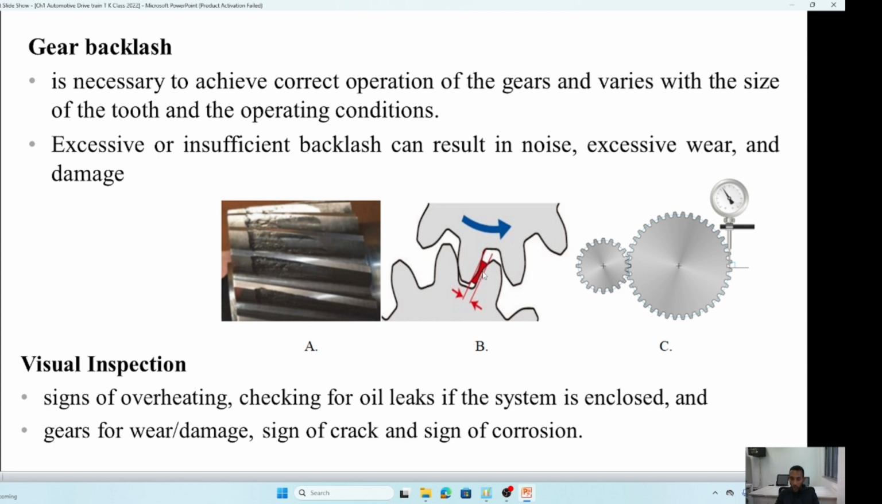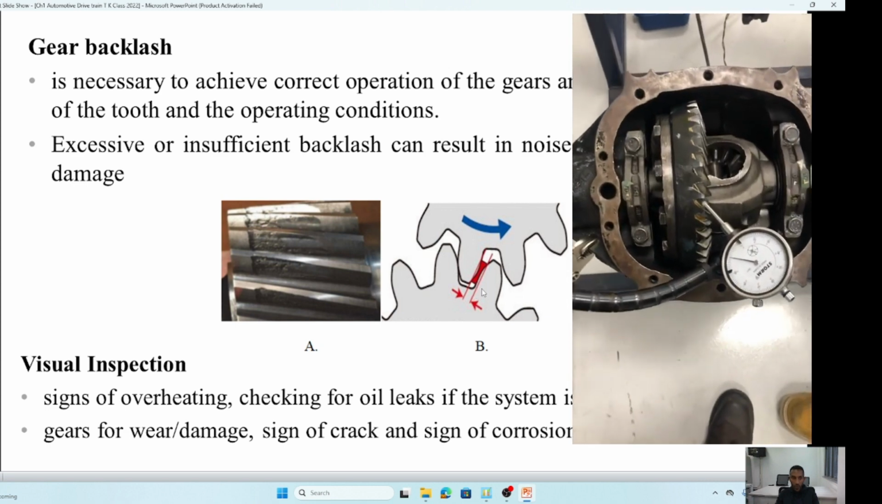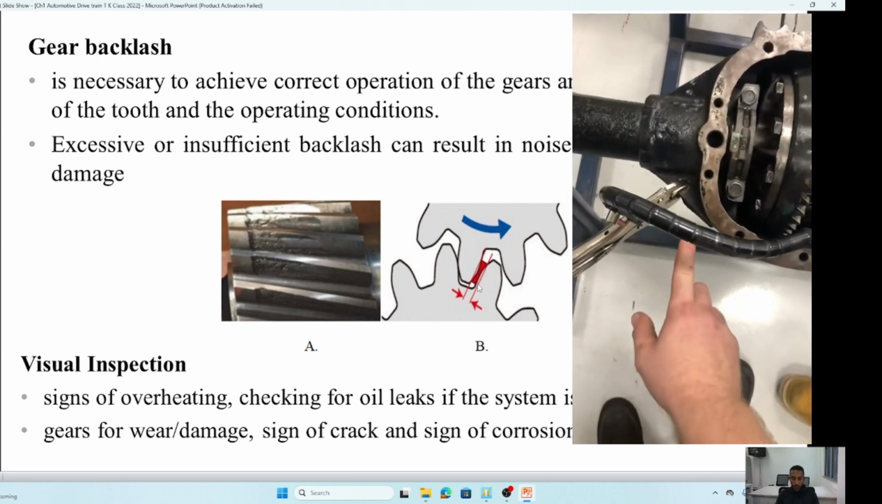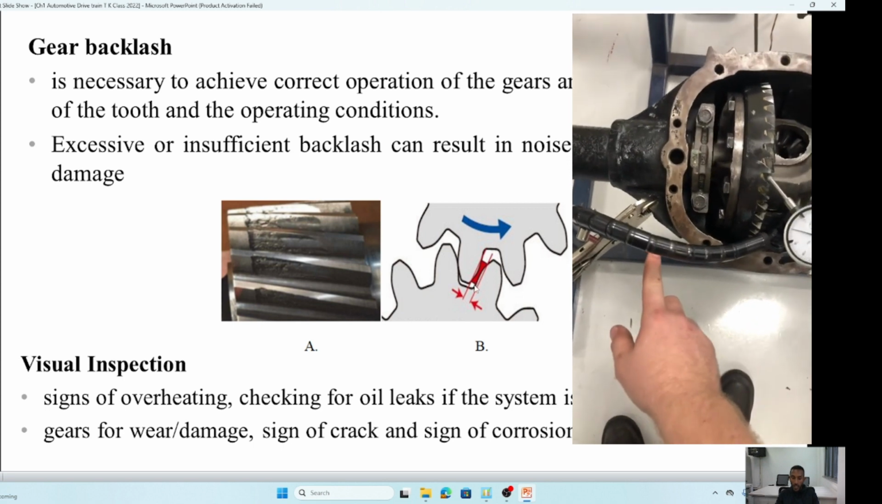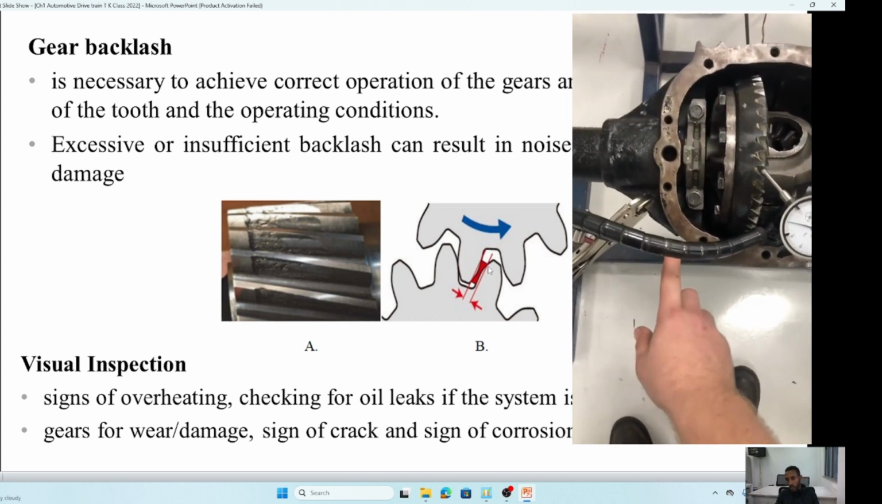If it is too much or too little, it's really difficult. It will create some noise, excessive wear, and damage on gears. So it must be proper. It must not be too much or too little.